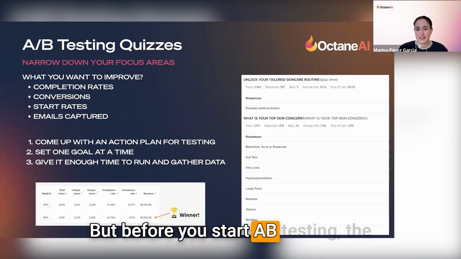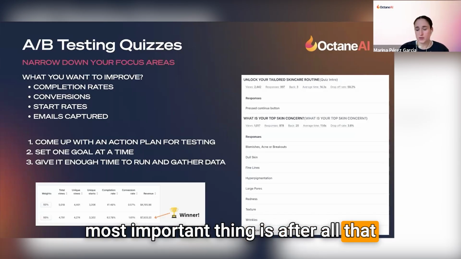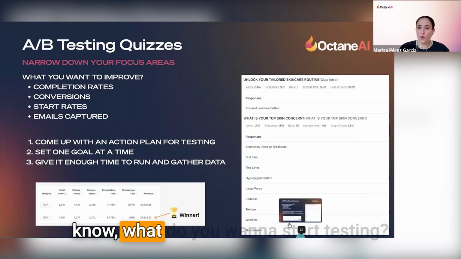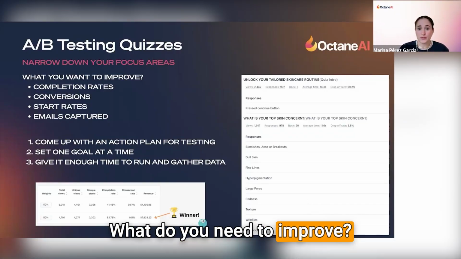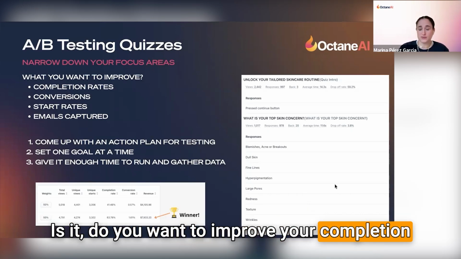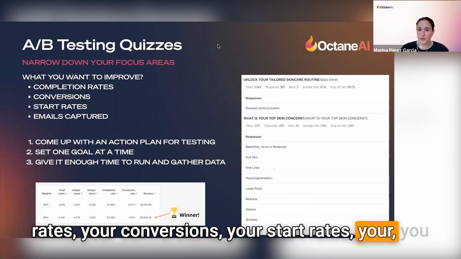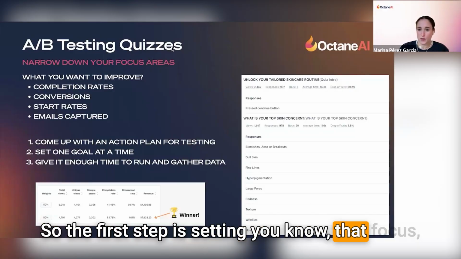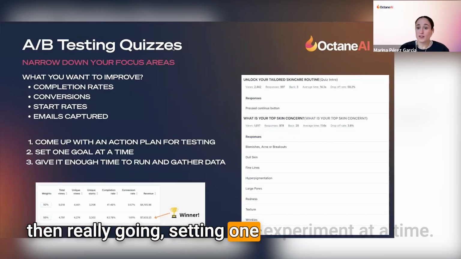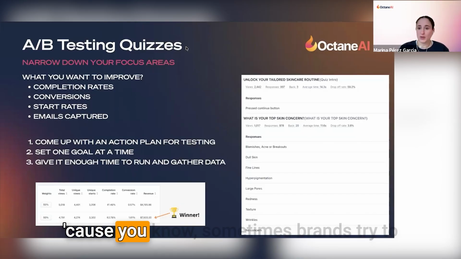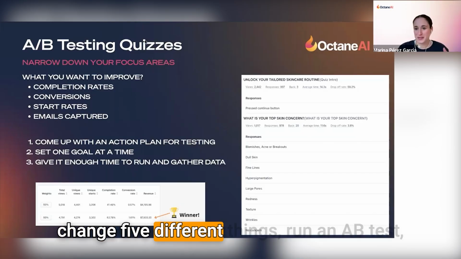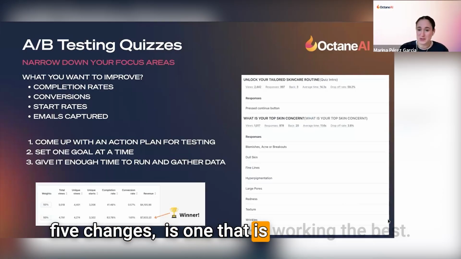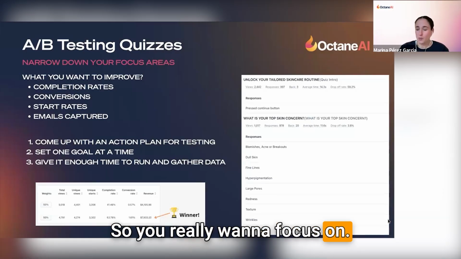But before you start A/B testing, the most important thing is, after all that auditing process, really narrow down your focus and really understand, what do you want to start testing? What do you need to improve? Do you want to improve your completion rates, your conversions, your start rates, the number of emails that you're capturing? So the first step is setting that focus, then really setting one experiment at a time, because sometimes brands try to change 5 different things, run an A/B test, and they don't really know which one of those 5 changes is the one that is working the best. So you really want to focus on one change at a time.